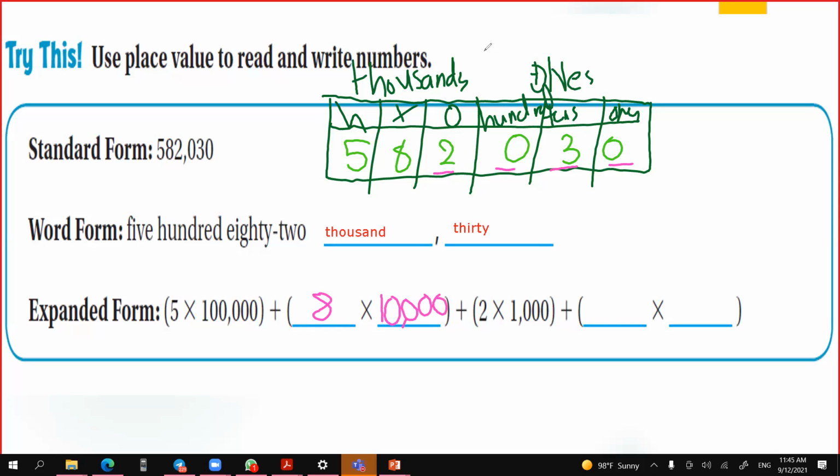And then 3 times what? Here we have 2 with 3 digits after it, so there are 3 zeros. And number 3, how many digits after it? 1. So how many zeros do you have to write? 1 zero. Bravo.